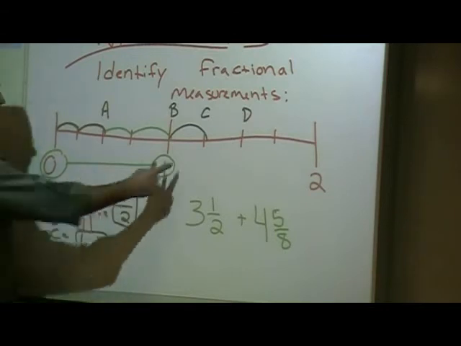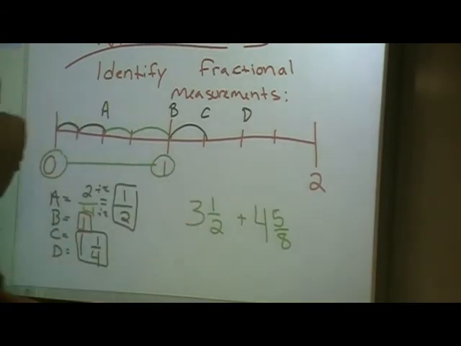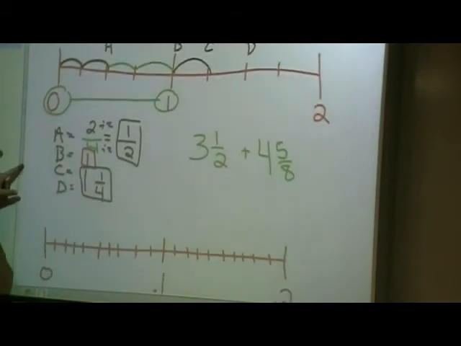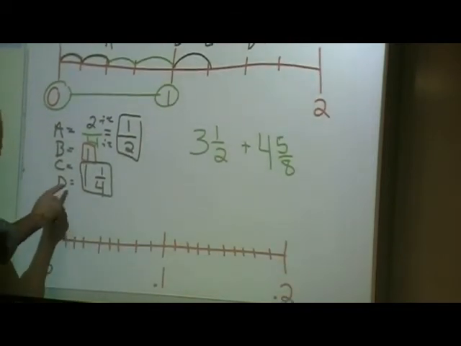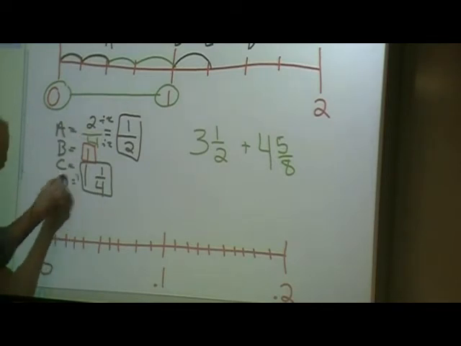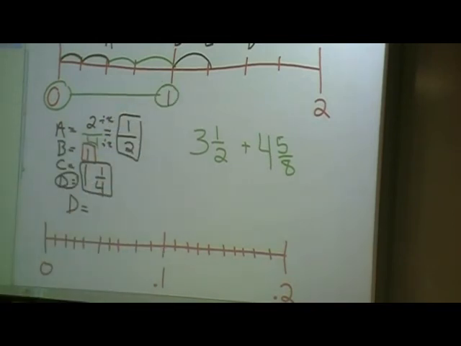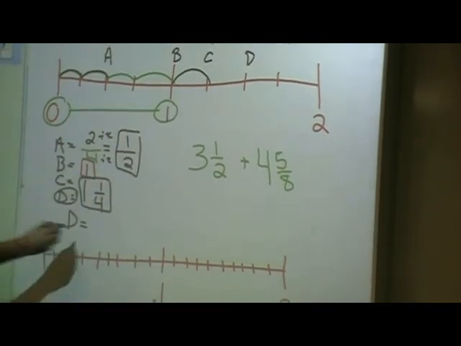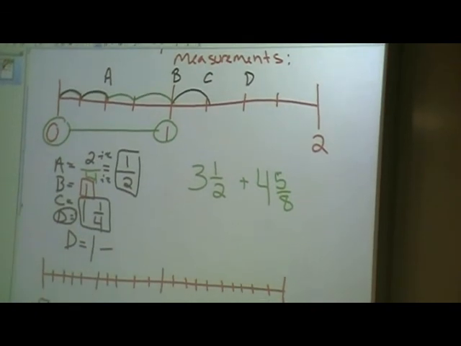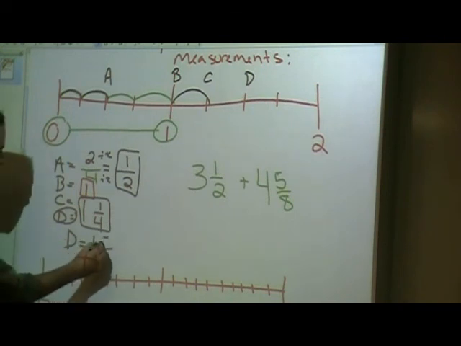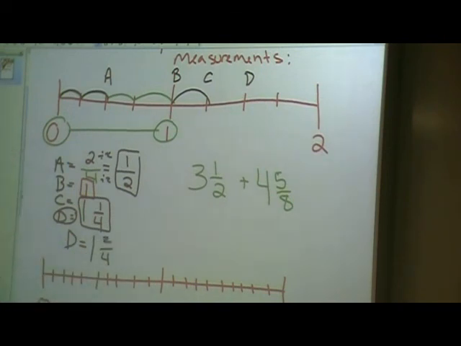Same with D now. We're past 1. Right? So that's our whole number. D, whole number is what? 1. What's our bottom number going to be? 4. We're talking about fourths. And how many jumps does it take to get to D? 2. Alright, there we have it. Let's stop that.